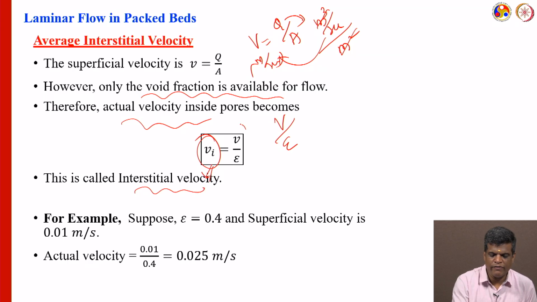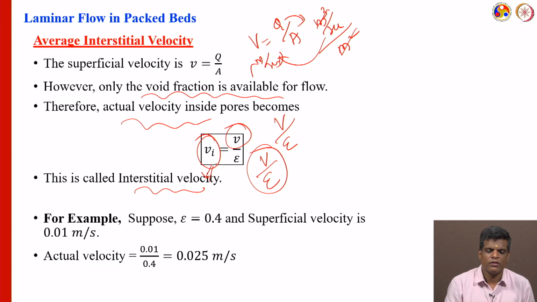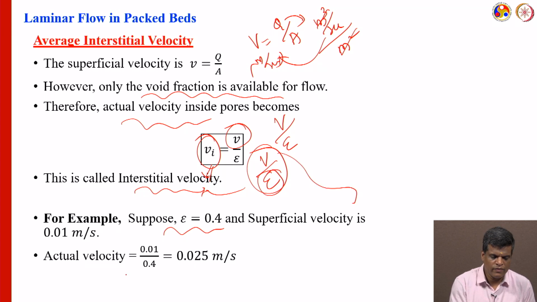The interstitial velocity VI: we already know the superficial velocity, which we also discussed in the class. The superficial velocity V divided by epsilon, the porosity, gives the interstitial velocity. So if epsilon is 0.4 and the superficial velocity is 0.01, then we get an interstitial or actual velocity of 0.025 meter per second. It is only an example of how we calculate the interstitial velocity.